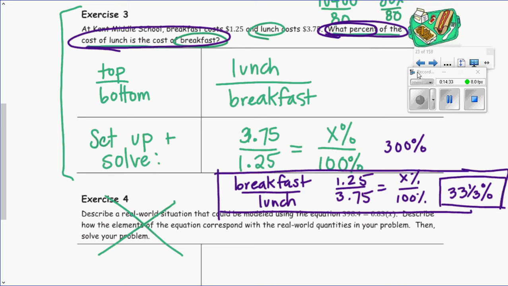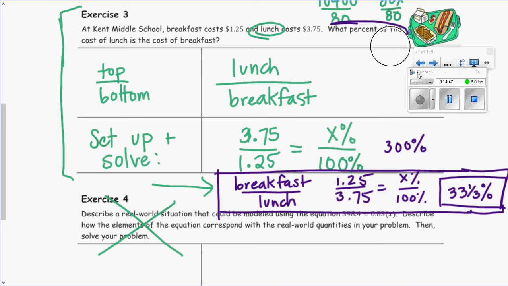Again, I apologize, but I don't mind that you're hearing this because you know that no one's perfect and that I made a mistake on that one. I accidentally did lunch over breakfast, but it really was supposed to be breakfast over lunch. What percent of the cost of lunch is the cost of breakfast? Very confusing how they, at least in my opinion, maybe you caught it, but in my opinion it was confusing because it kind of made the words backwards. So it should have been breakfast over lunch.